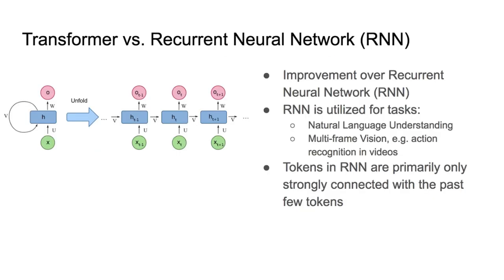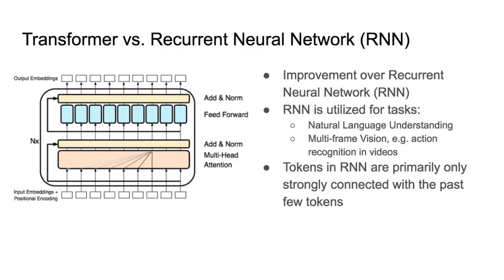Transformer is an improvement over the recurrent neural network, or RNN, which was previously the state-of-the-art for various natural language understanding, as well as multi-frame computer vision tasks such as action recognition in videos. The figure on the left shows an unrolling of the RNN, which processes one word at a time. This becomes problematic as the last few tokens dominate the context seen by the current token. If we map the RNN to transformer attention, it would look like this. The weak connections to earlier tokens are illustrated by lighter colored lines.